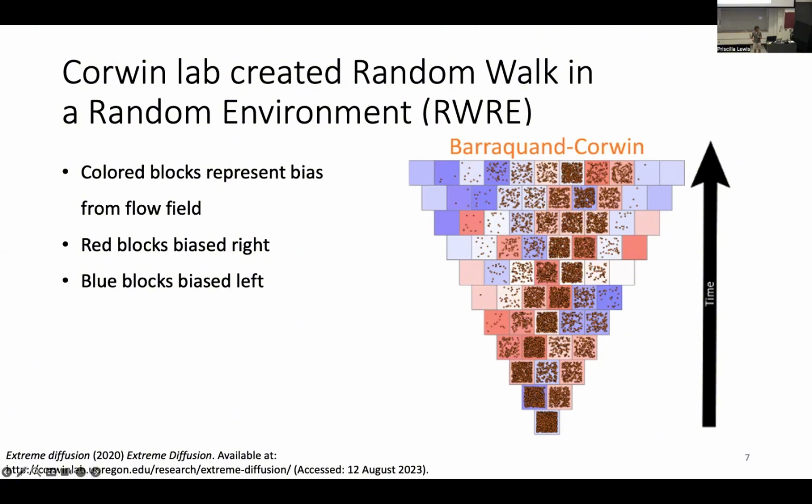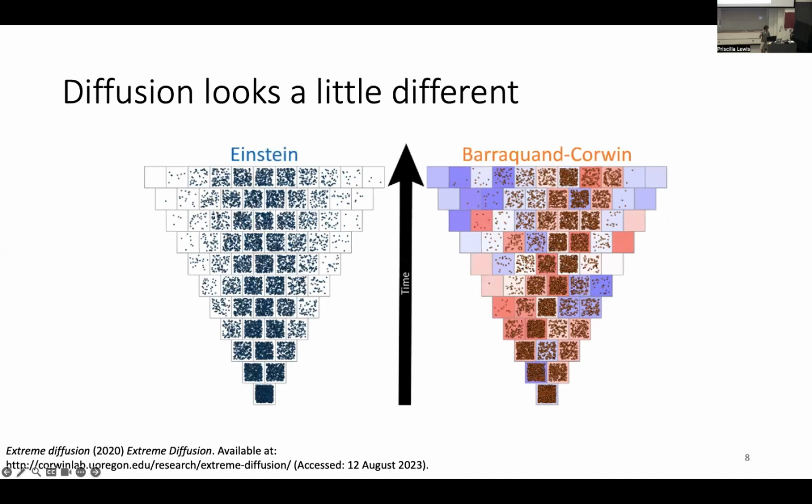So this is the second model. And in this figure, you can see the models side by side. And again, you can see they look a little bit different. The Einstein model is very symmetric, whereas the Barraquan-Corwin model is not symmetric and looks a little funky.